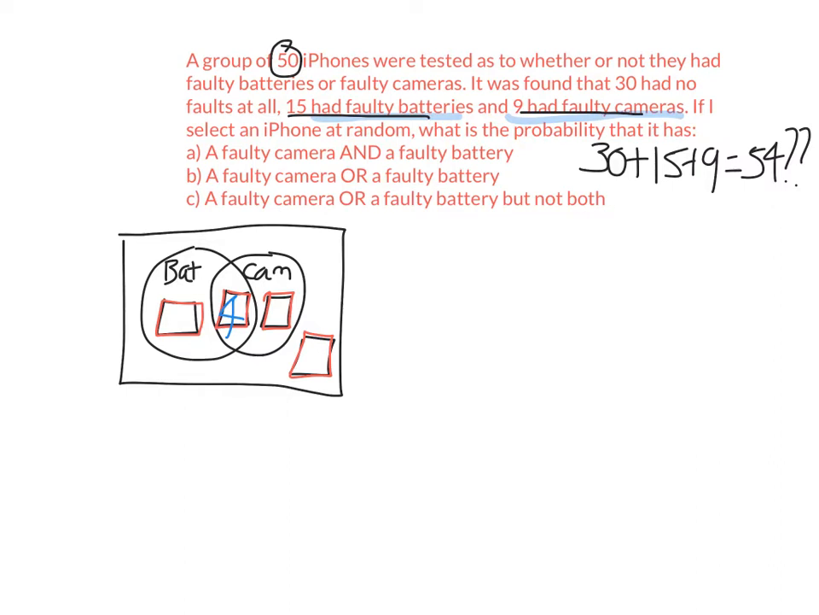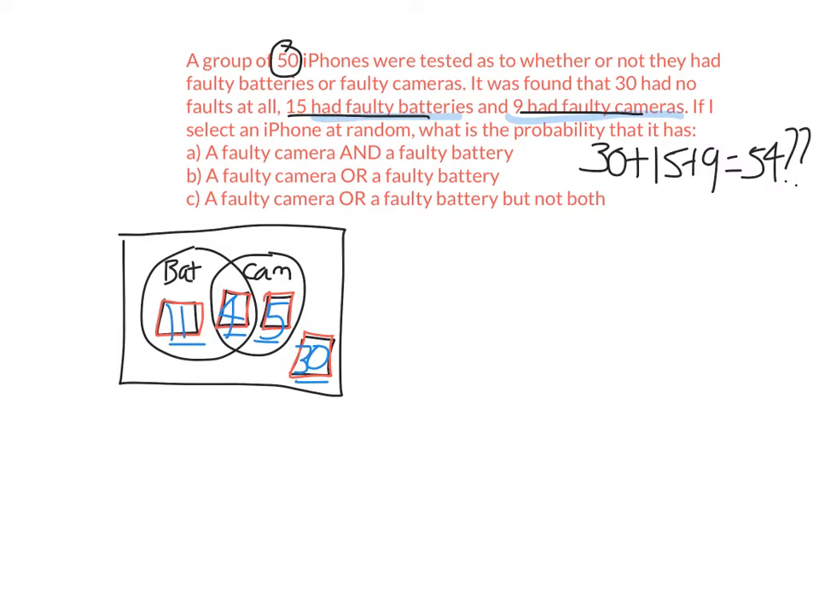So we were told that 15 had faulty batteries. So I want 15 in this circle. I've already got 4 inside this circle, so I need 11 more. So 11 goes there, and there are 15 in the battery circle. Similarly, I want 9 in the camera circle. I've already got 4, so I put a 5 there. And now there are 9 inside the camera circle. And the number that's neither just goes outside, so that's 30. So hopefully now you see 30 plus 5 plus 4 plus 11 does equal 50. So the numbers in your Venn diagram and two-way table should add up to 50. So I know I've done something right.